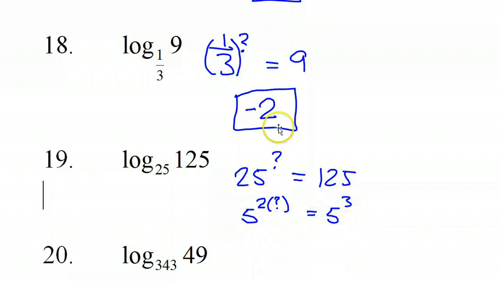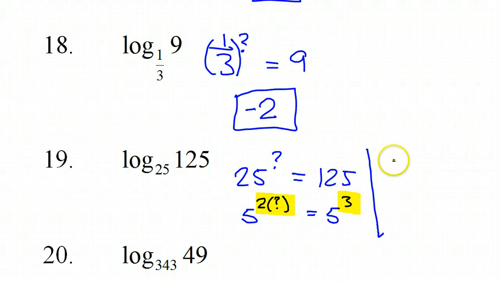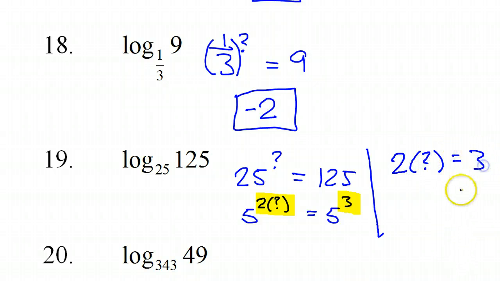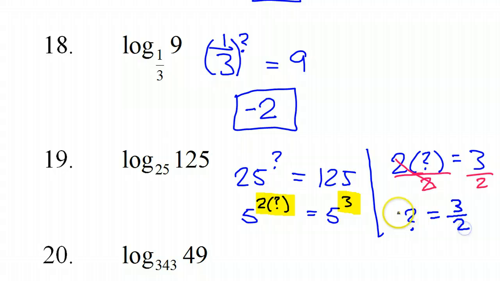Now that the bases are the same, you know that these exponents have to be the same. So that means 2 times the question mark has to equal 3. If I want to know what the question mark is, I need to divide both sides by 2. You can see this takes a little bit more work, but it pays off in the end, because we find that the question mark has a value of 3/2.